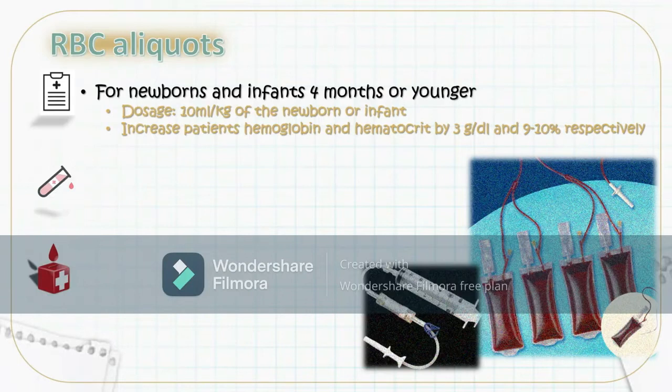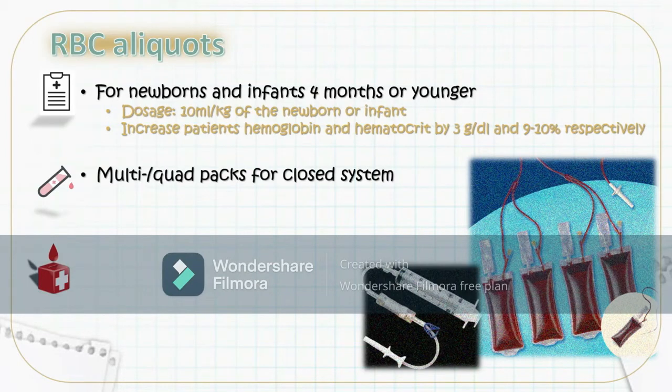For its preparation, of course, these aliquots will be prepared from a primary bag containing a packed red blood cell unit. So for that, we could make use of multi-packs or quad packs if we want to maintain the blood unit in a closed system. So in this case, there would be 4 attached containers to the original RBC bag, which will be connected through sterile connecting devices. Again, this is to maintain a closed system in transferring the packed red blood cell unit from the primary bag to the multi-packs or the quad packs.